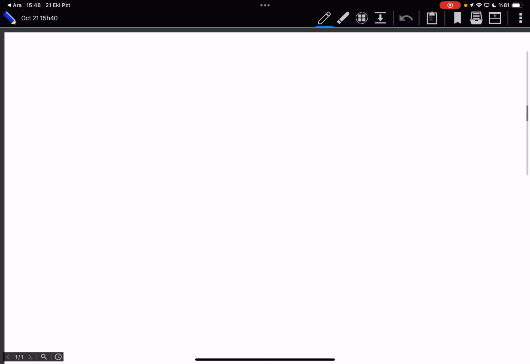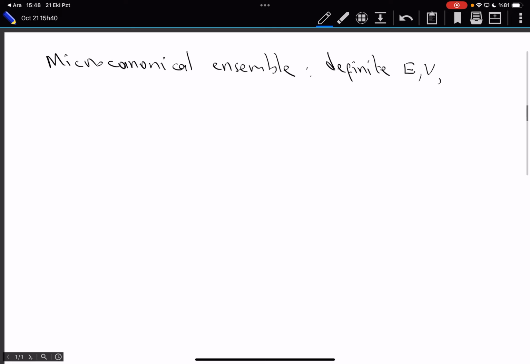Now, today we will start with the microcanonical ensemble. What we were looking at was states with definite energy, volume, and number of particles. They were fixed. They were not allowed to fluctuate. And then we said that all the microstates available to our system are equally probable.